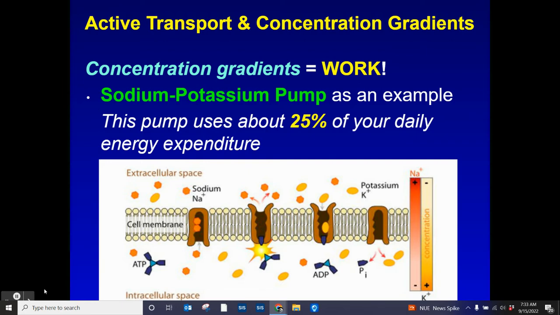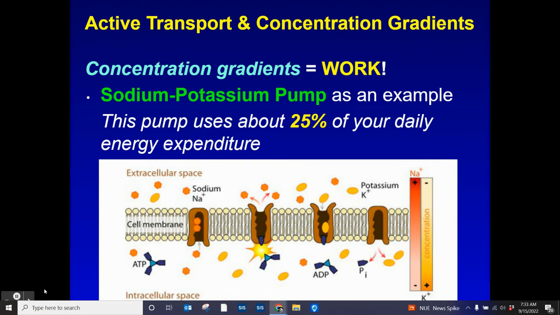Once you have a high concentration of a substance on one side of the cell membrane, you can use that high concentration gradient to do other types of work, whether it's transporting something across a cell membrane, or it's being used to generate energy in the form of ATP, which we'll get into when we talk about cellular energetics.